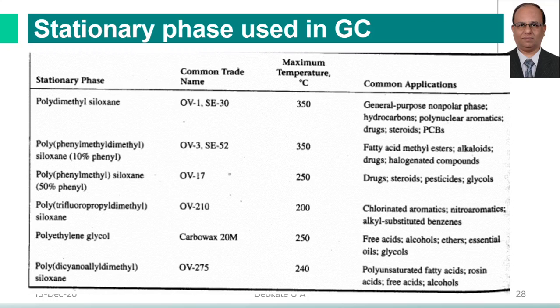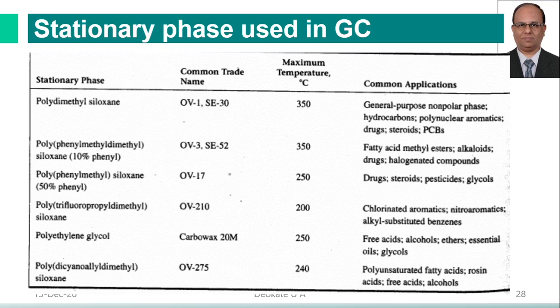They are polysiloxane, that is 50% phenyl columns. Then some are OV-210. They are polytrifluoropropyl dimethyl siloxane derivatives, which are used at 200 degrees centigrade and specifically for chlorinated aromatics, nitroaromatics, and alkyl substituted benzenes. For that purpose, this type of column is utilized.